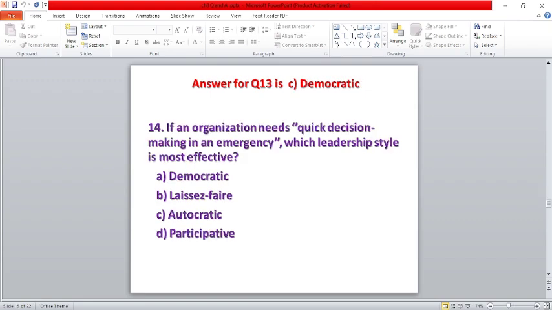Question number 14. If an organization needs quick decision making in an emergency, which leadership style is most effective? A. Democratic. B. Laissez-faire. C. Autocratic. D. Participative. The answer for this question is C. Autocratic.